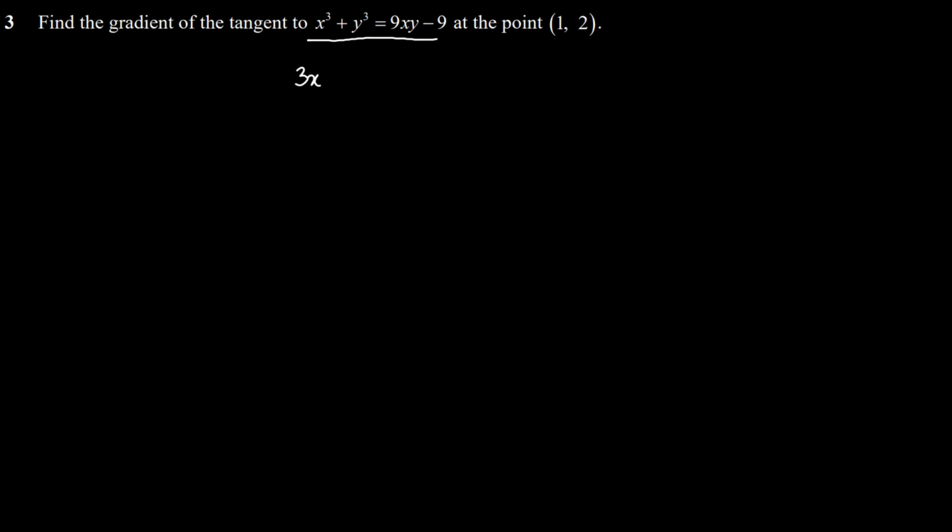x cube gives us 3x square. Then this is 3y square, then dy by dx. And from the 9xy, we need to apply the product rule: 9x dy by dx plus y into d by dx of 9x gives us 9, and then if we differentiate 9, it gives us 0. So that is the way we can differentiate it.